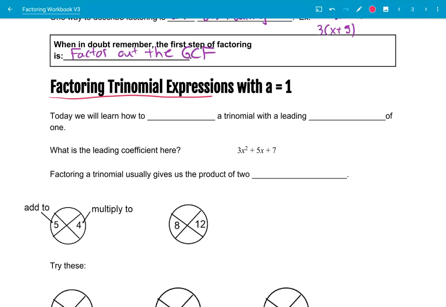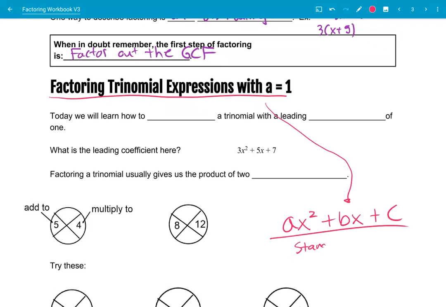Number 1, the title of today's notes: factoring trinomial expressions with a equal to 1. What does it mean by a equal to 1? I'd like you down here just to write me a little something: ax squared plus bx plus c. This is called standard form of a quadratic expression. Quadratic expressions are usually trinomials because we have an x squared, an x, and something without an x. And a refers to the leading coefficient.